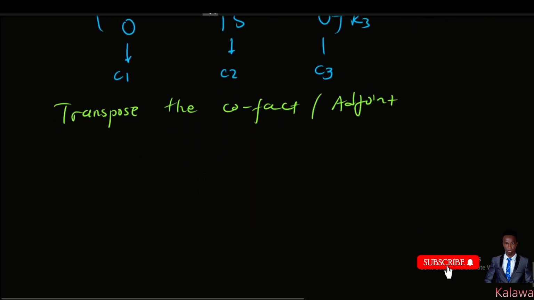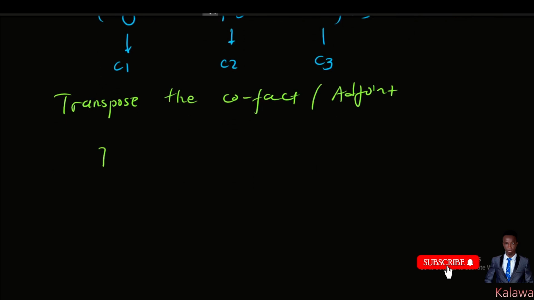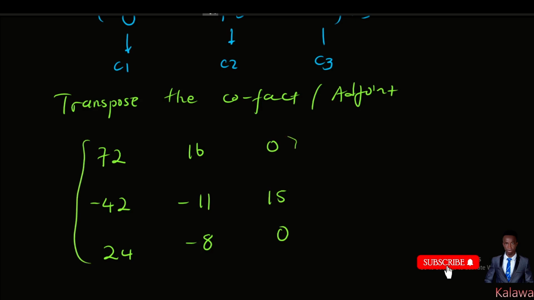So if we do the transposition, this is going to be now 72, minus 42, 24. Remember, this was in the row. Now we are placing them, and this is then going to be 16, minus 11, minus 8. This again is going to be 0, 15, 0. So we have done the transposition. So this now is the final cofactor of the determinants.